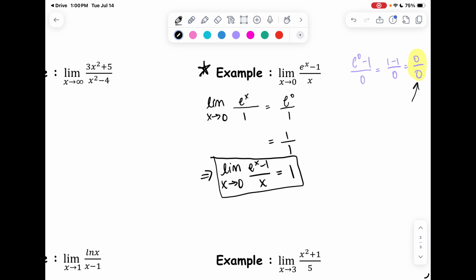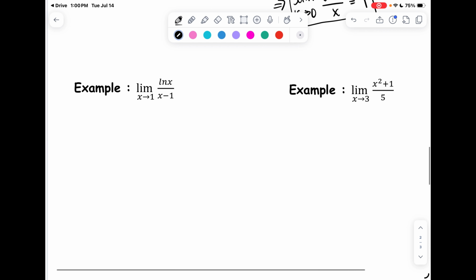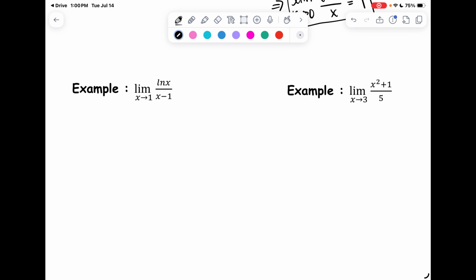If we move on to this next example, the limit as x approaches 1 of the natural log of x over x minus 1. Again, we want to follow the same process. The first thing we want to do is directly substitute our value in for x. So if we directly substitute, we have the natural log of 1 over 1 minus 1. This simplifies to 0 over 0. So again, because we have that indeterminate form of 0 over 0, we now know that we're allowed to use L'Hopital's rule to evaluate this limit.